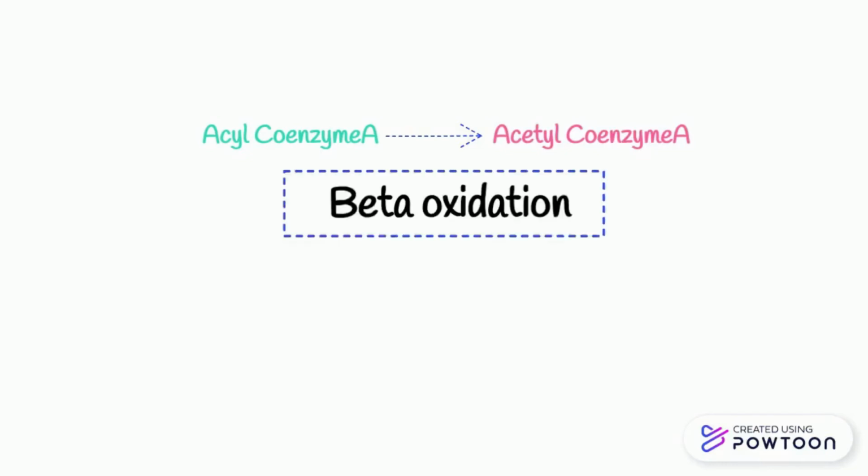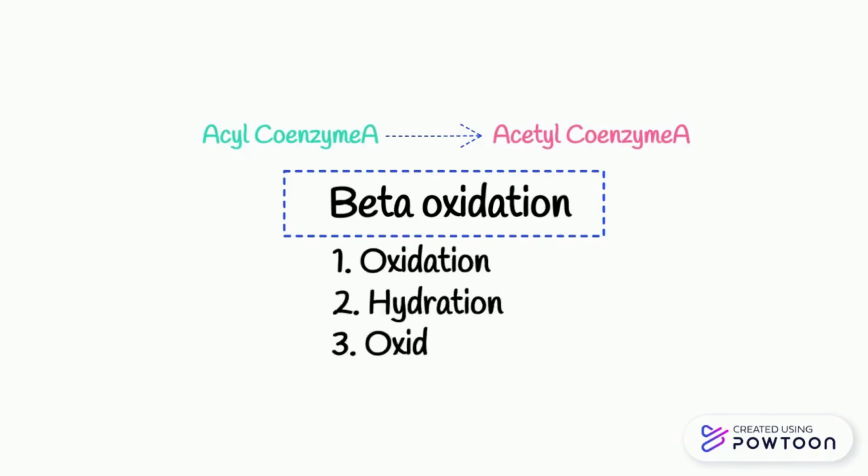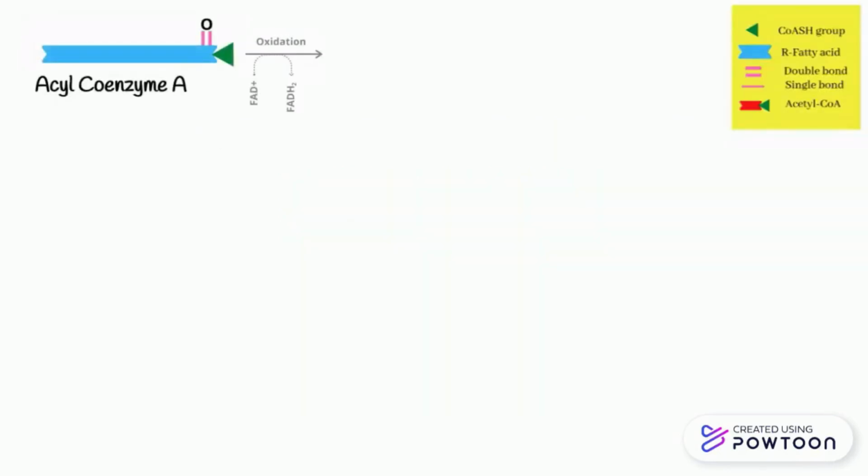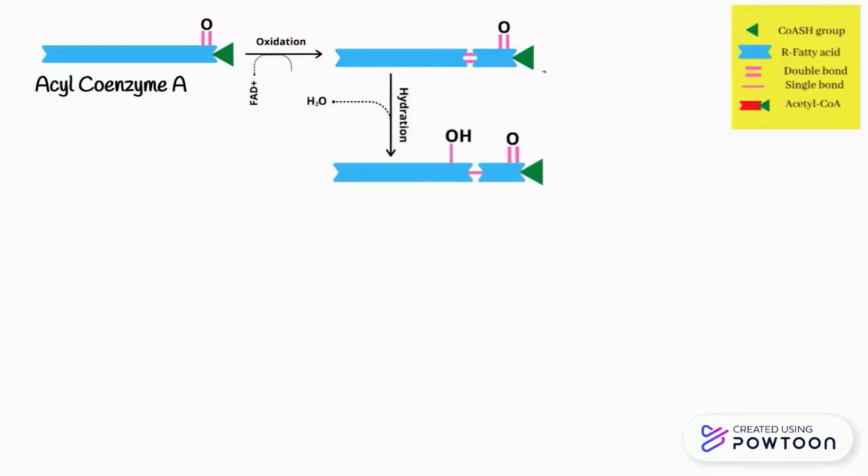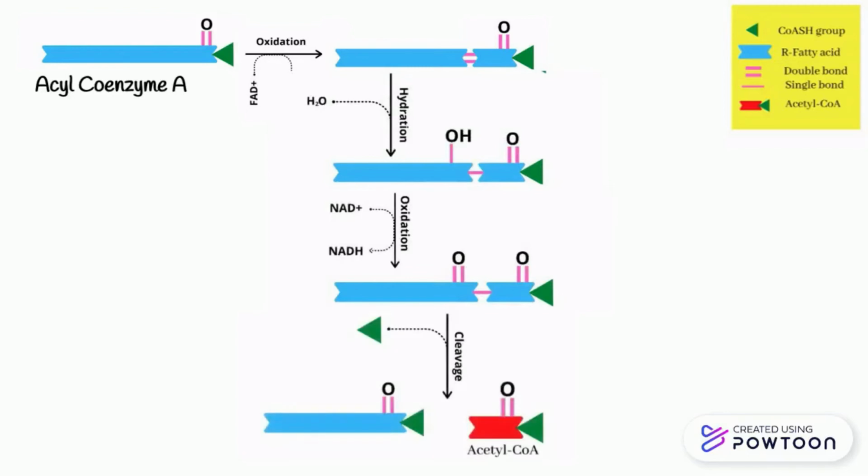To obtain acetyl-CoA from the acyl-CoA, it has to go through the process of beta oxidation, which can be broken down into a series of discrete steps: oxidation, hydration, oxidation, and cleavage. Firstly, the fatty acyl-CoA is oxidized to yield enoyl-CoA. Second, the enoyl-CoA is hydrated to yield an alcohol. Third, the alcohol is oxidized to a carbonyl, and lastly, the acetyl-CoA is cleaved from the carbonyl molecule.